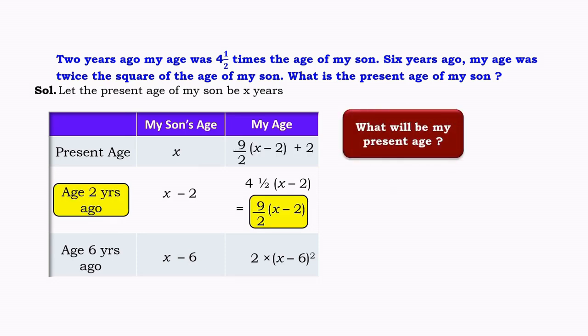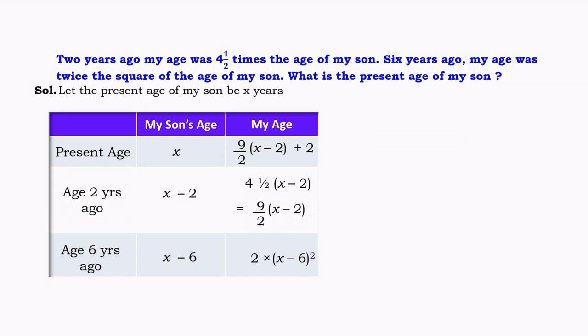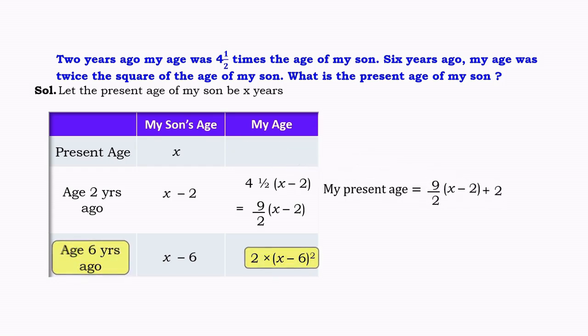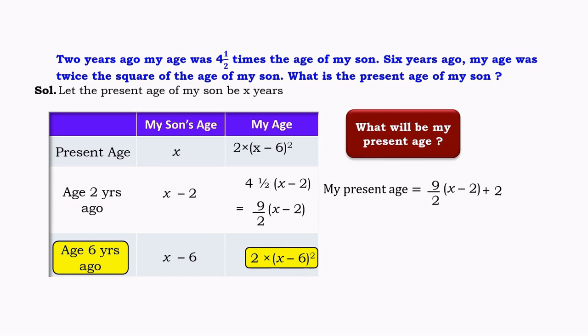Now let us use the second condition. 6 years ago, the son's age was x minus 6 years. According to the question, the father's age 6 years ago was twice the square of the son's age 6 years ago. Therefore, the father's age 6 years ago was 2 multiplied by the square of (x minus 6). To get the father's present age, we add 6 years. So, the father's present age becomes 2 multiplied by the square of (x minus 6) plus 6.